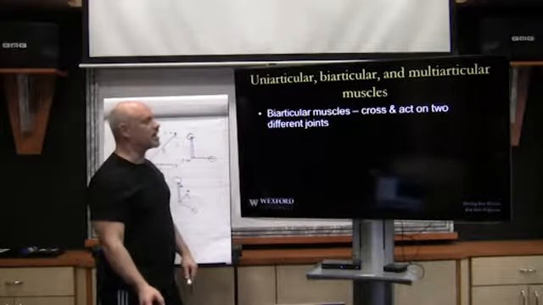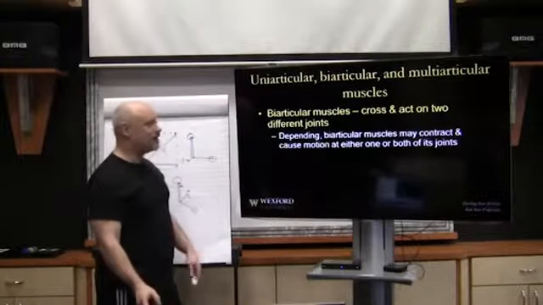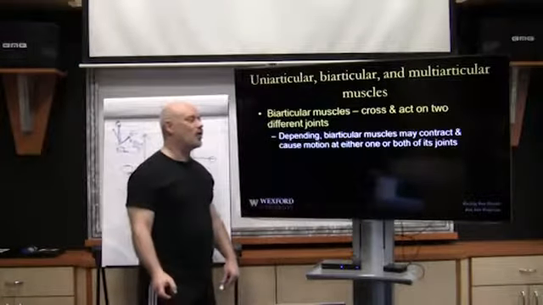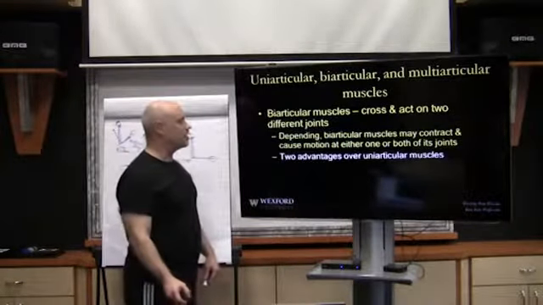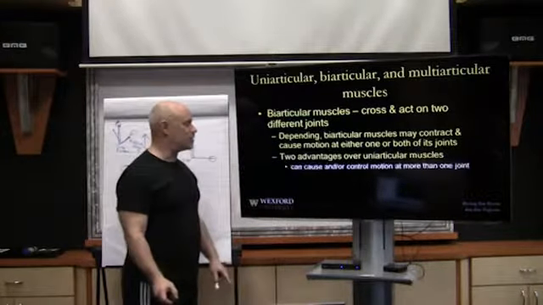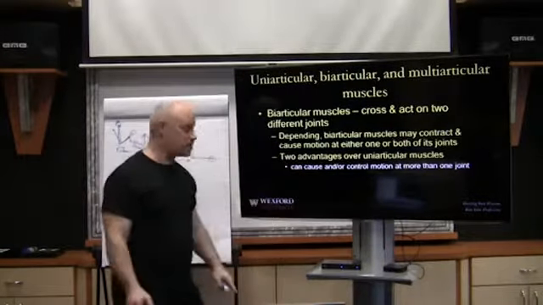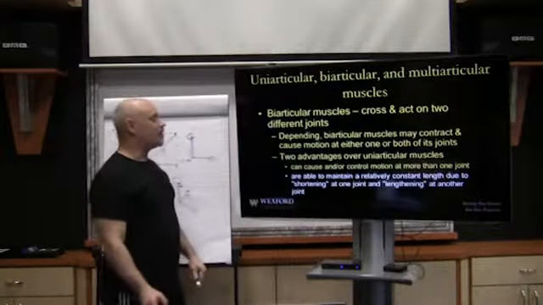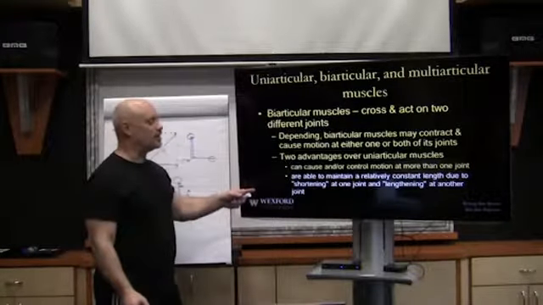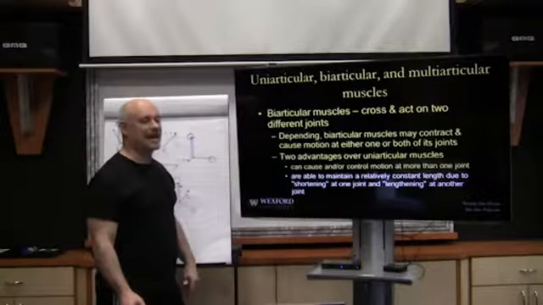Biarticular muscles cross and act on two different joints. Depending on the situation, biarticular muscles may contract and cause motion at either or both of their joints. There are two advantages over uniarticular muscles: they can cause and or control motion at one or more joints, and they're able to maintain a relatively constant length due to shortening at one and lengthening at the other joint, which doesn't really happen, but what it does, it maintains a constant length.